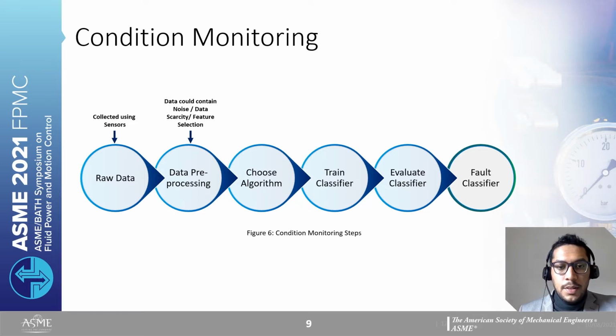The next step is to choose an algorithm. So this is a machine learning or artificial intelligence based algorithm, which is going to be the classifier. We need to then train this classifier with a certain percentage of available data. The normal norm is to use 70% for training and the remaining for testing and validation.